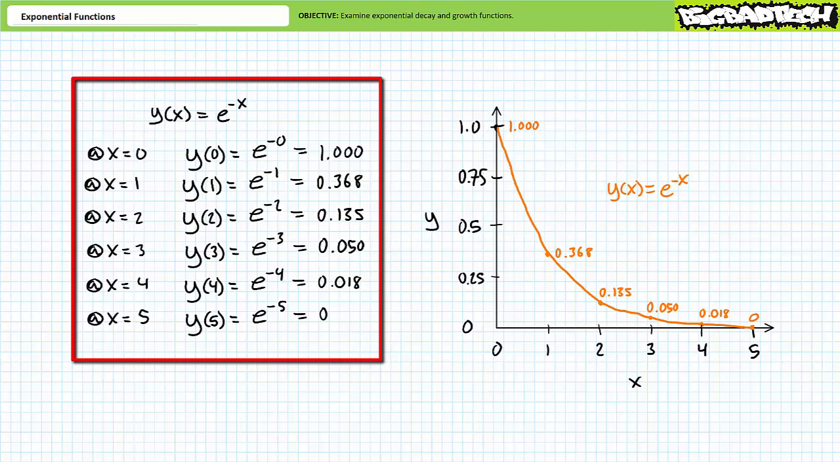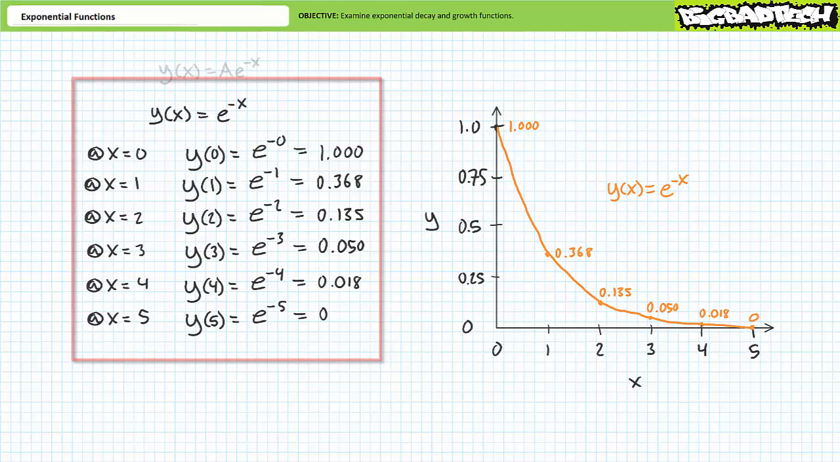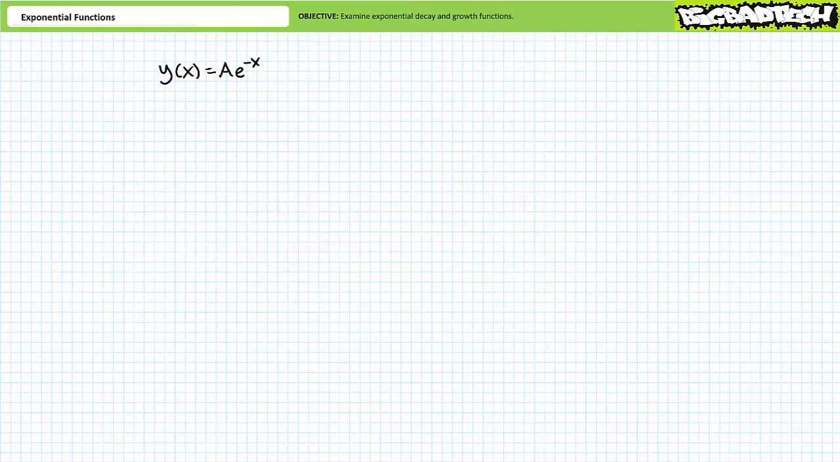Rounded to the thousandths place, they are: at x equals 0, y equals 1. At x equals 1, y equals approximately 0.368. At x equals 2, y equals 0.135. At x equals 3, y equals 0.050. At x equals 4, y equals 0.018. And finally, at x equals 5, y equals roughly 0. Alright, let's step this up a notch.